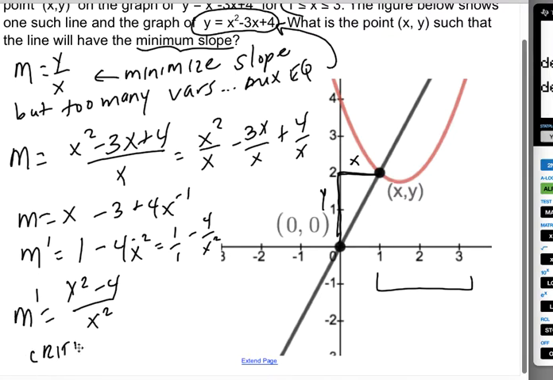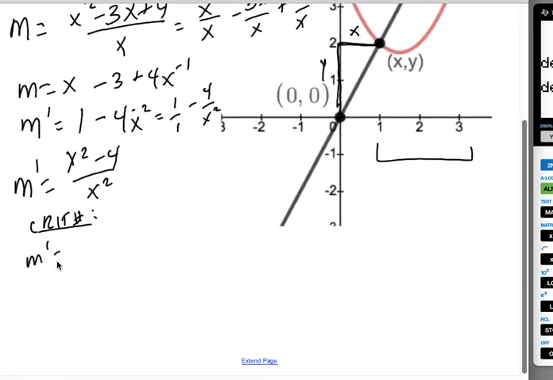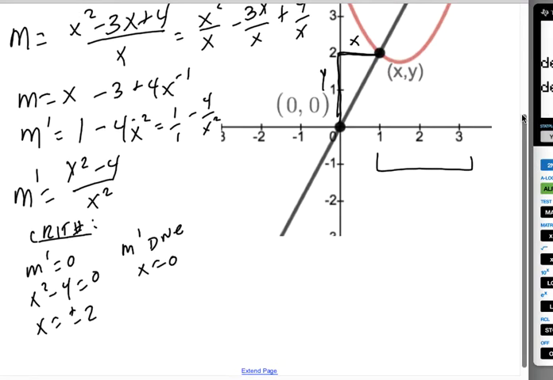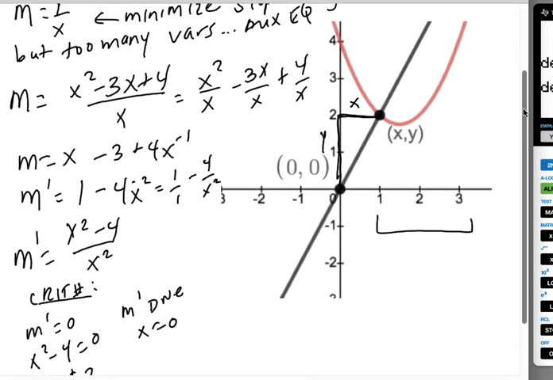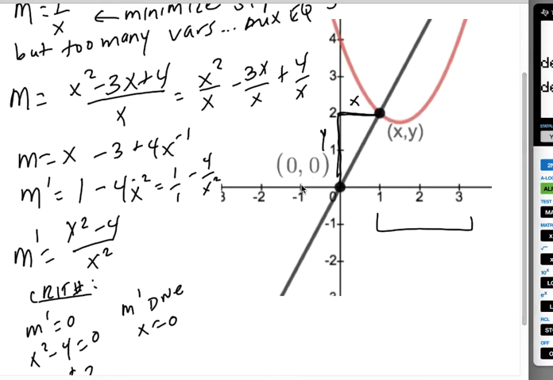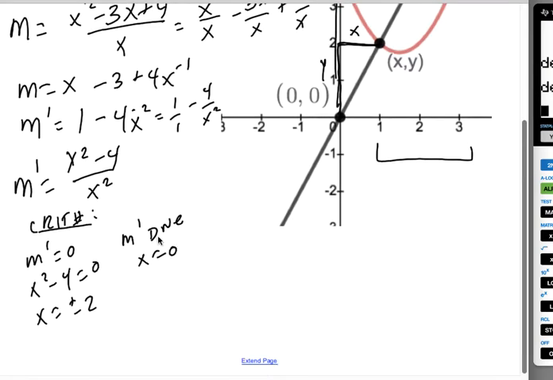So now I have that this is my m prime, and I'm going to go ahead and find my critical numbers, right? So my critical numbers are the following spots. Either m prime is 0. Well, that's going to be when x squared minus 4 is 0, which is when x is plus or minus 2. Or my m prime does not exist, which is going to be when x is 0. And that can't possibly be the point, right? Because among other things, when x is 0, I wouldn't have a line. Well, I guess I would have a line, a line with a vertical slope. I take it back. I would have a line, but it's definitely not the answer.